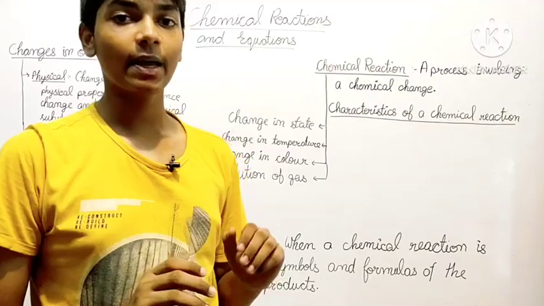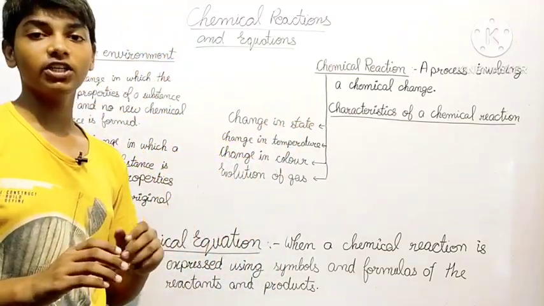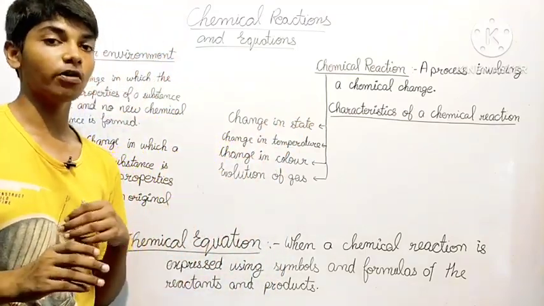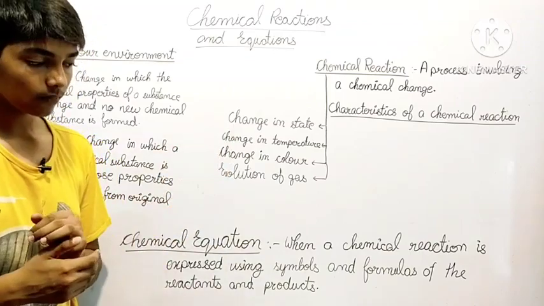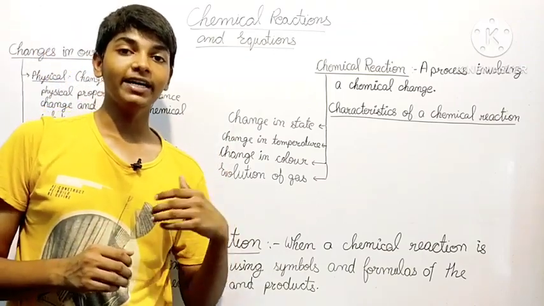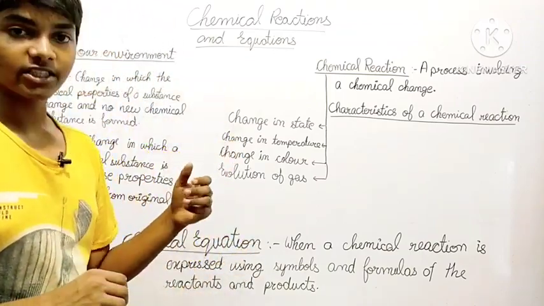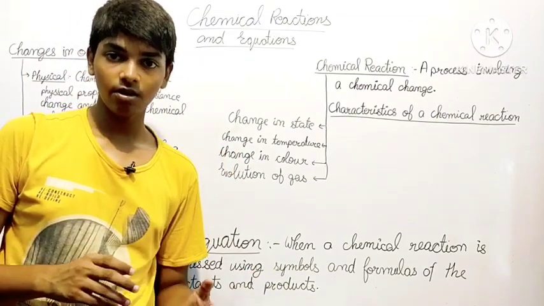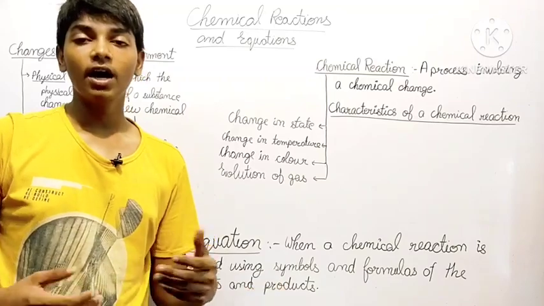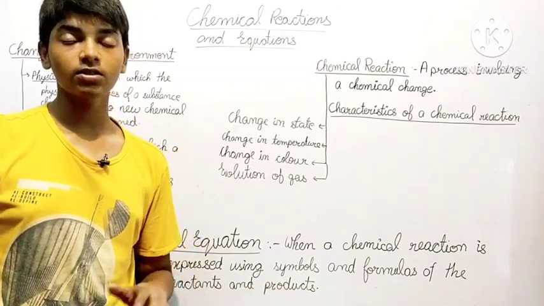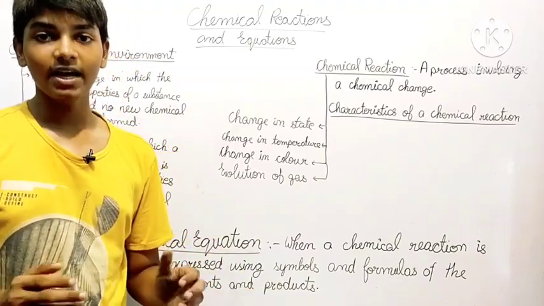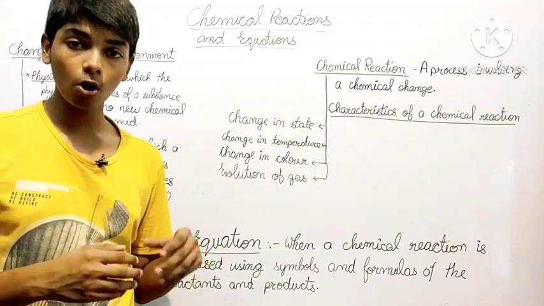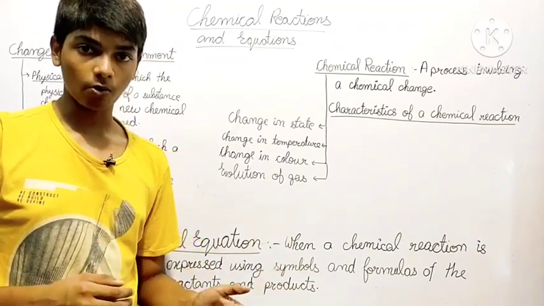Now let's look at chemical reaction. A chemical reaction is just a process which involves a chemical change. Now if we have to write in an exam what chemical reaction means, we would write: a chemical reaction is a process in which one or more chemical substances, elements or compounds, react to form one or more elements or compounds.